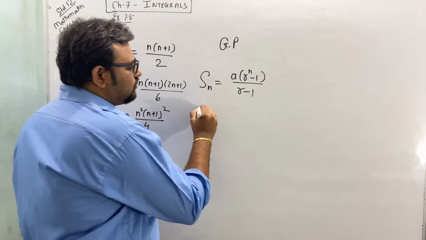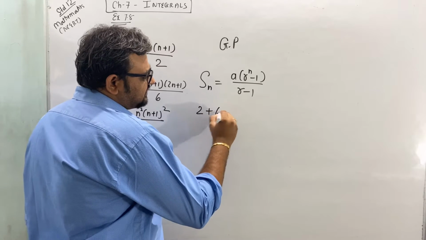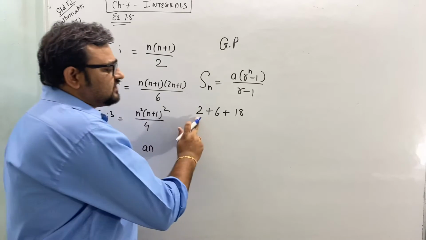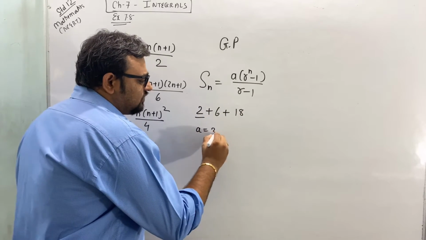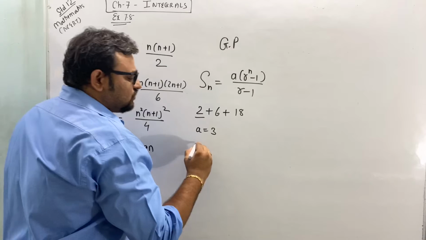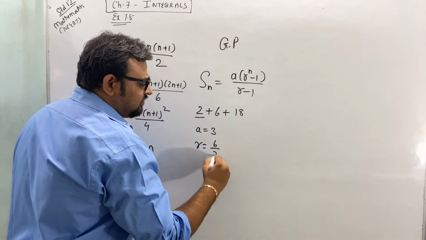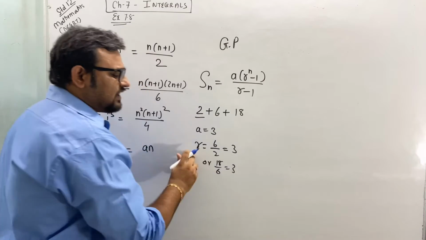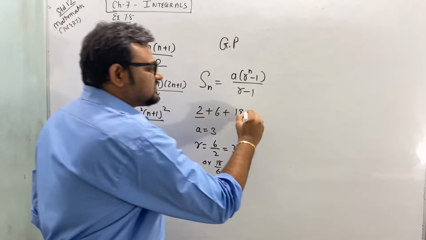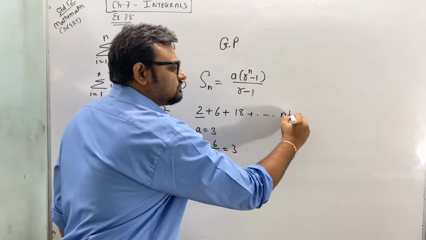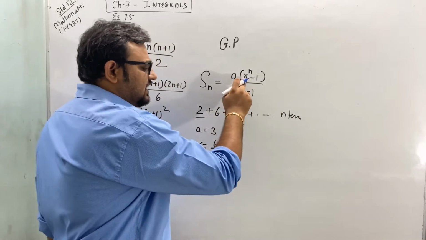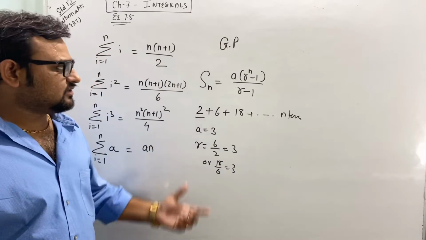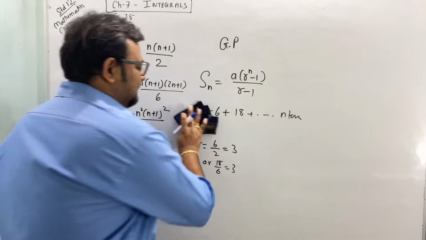Let's take the example 3 plus 9 plus 27. If these three numbers are there, then a is equal to 3. Ratio r will be equal to 9 by 3, or I can also write 27 by 9, that is also 3. So r equals 3. If the series is for n terms, then Sn will be 3(3 raised to n minus 1) upon 3 minus 1. Clear?